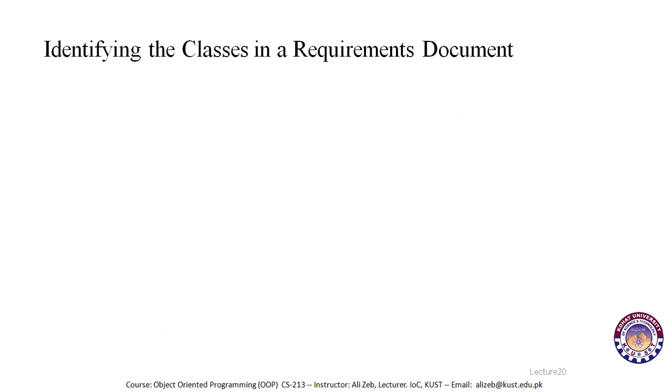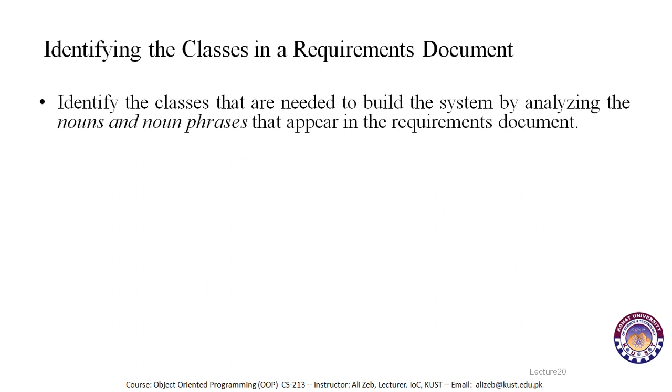How to identify the classes in a requirements document? For example, we are given a requirements document, maybe a text document where the details of the required software are given to you. Your job as a software developer will be to read that document and try to extract the classes. In the first case, what classes are you going to create in your proposed software? How do we identify the classes?